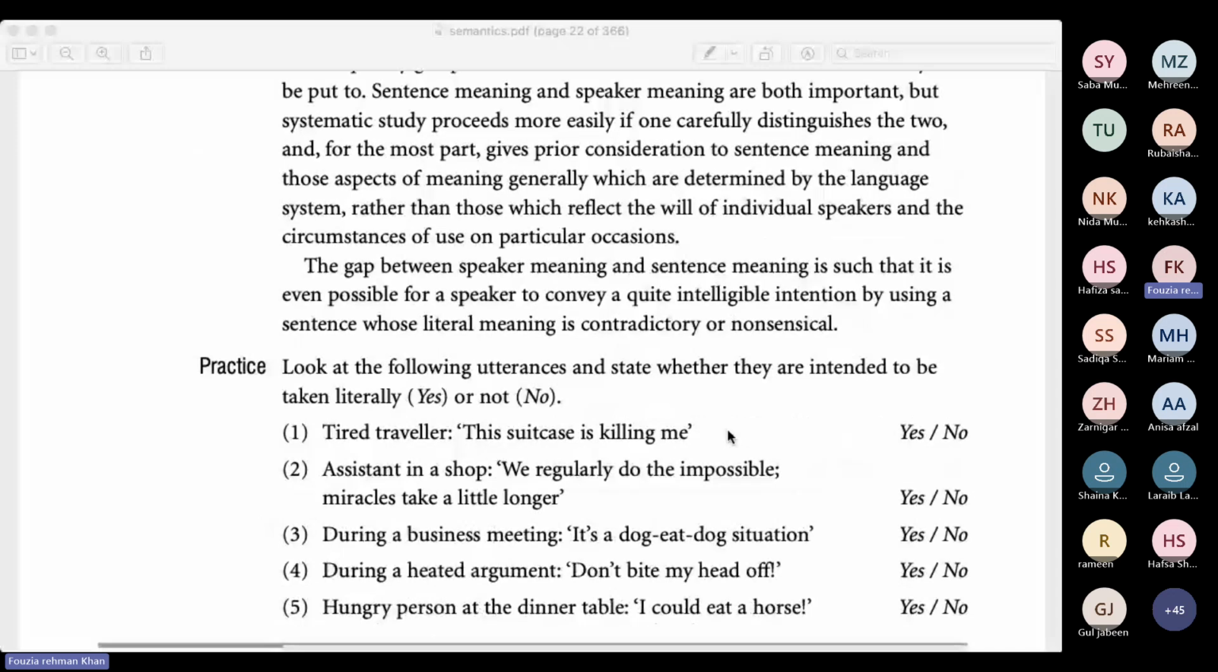So the gap between speaker's meaning and sentence meaning is such that it is even possible for a speaker to convey a quite intelligible intention by using a sentence whose literal meaning is contradictory or nonsensical, right? The best example of contradictory meaning, that is, the speaker says something and the intentions are exactly the opposite, you can see in the conversation of the wife when she says that will be nice for the family. Okay, this is contradiction. Her intended meaning is exactly the opposite of what she is saying, right?